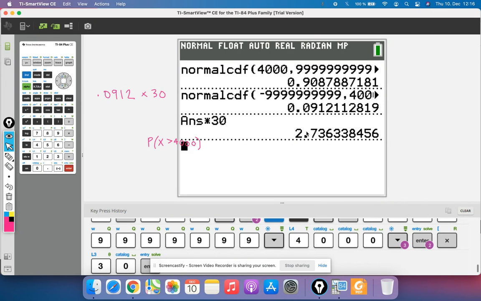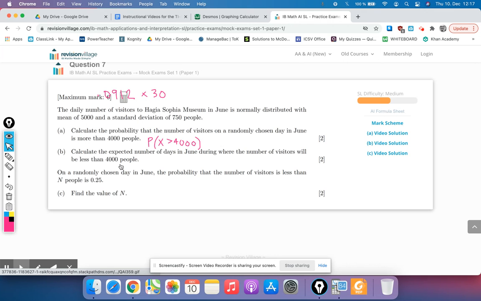Depending on how we are going to round this, maybe about 3 days in June where the visitors are going to be less than 4,000. So approximately 3 days would be the answer. And you'd get a point for showing the probability also that we calculated.